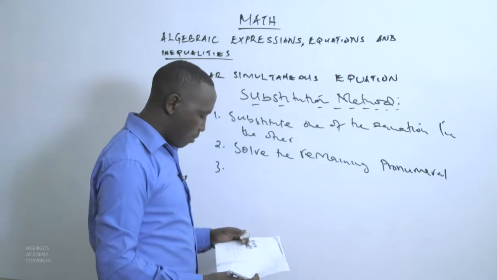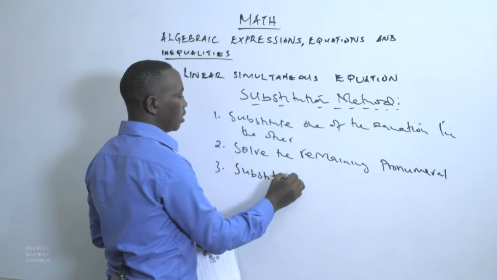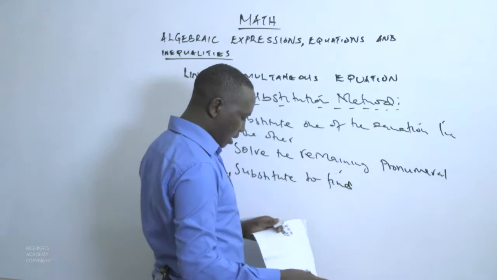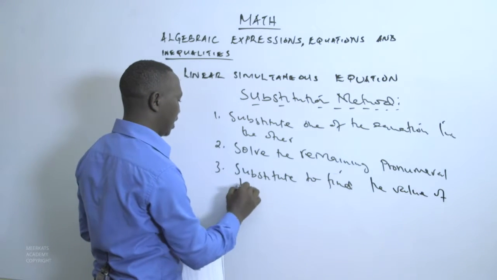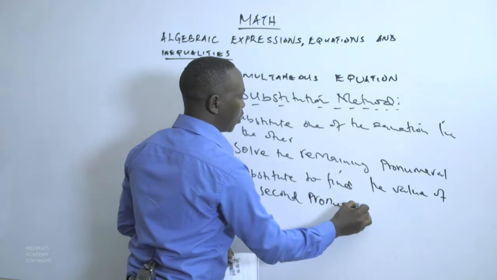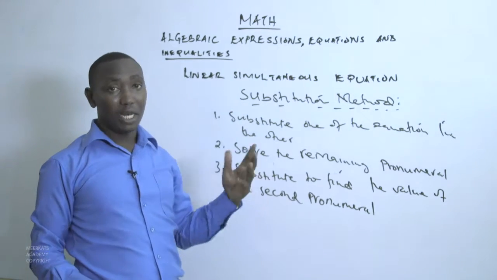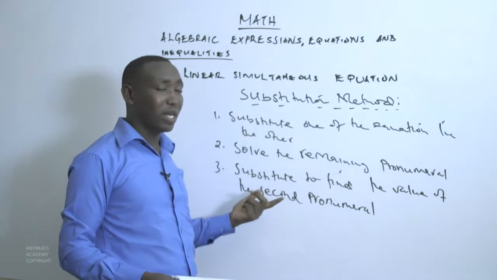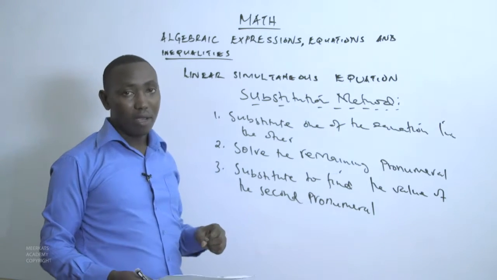Then the final step, number 3, substitute to find the value of the second pronumeral. So we say that simultaneous linear equations are going to consist of 2 unknowns. So in solving them, we need to first get the first unknown, then we substitute for us to find the value of the second pronumeral.